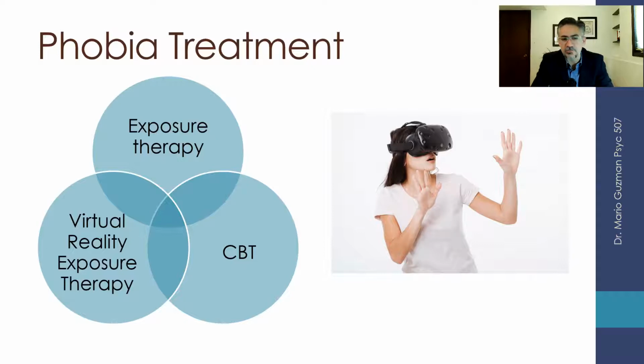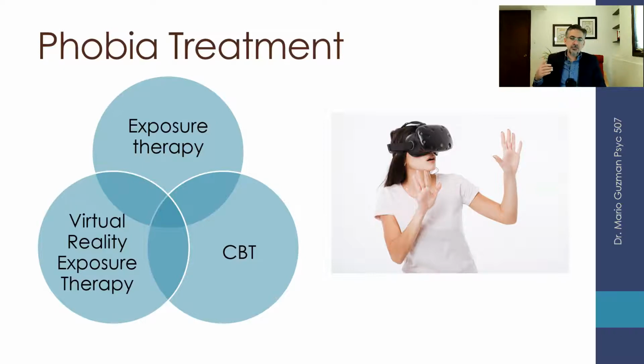The first one is exposure therapy. And I will say that's the first way to go in treating phobias. If you are treating someone who has a phobia and you don't use exposure therapy, you are not going to help that person, okay? That's important to have in mind. This is one of the few disorders where we are very clear. There's a consensus in research about exposure therapy, okay?